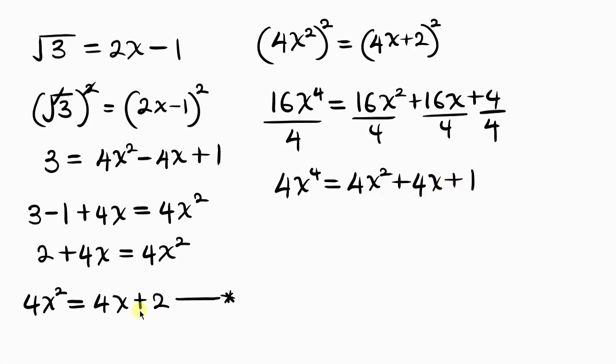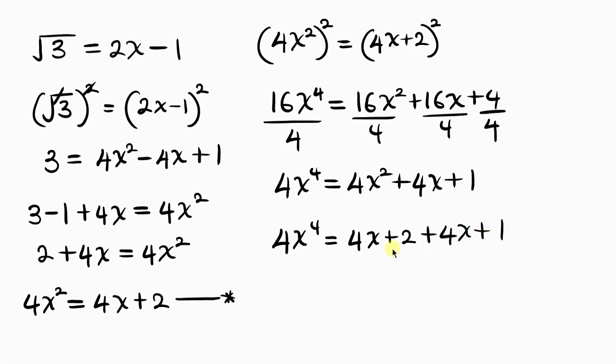Now, like I said, I'll be making use of this more often. 4x squared is equal to 4x plus 2. So since 4x squared is equal to this, I'm going to be putting it here. In place of 4x squared, I'll be writing this. So I have 4x to the 4th to be equal to, now instead of writing this, I write 4x plus 2. And then plus 4x plus 1.